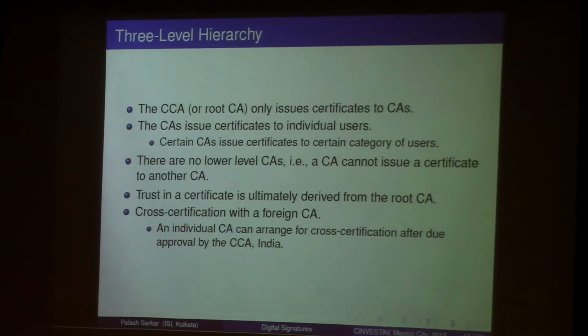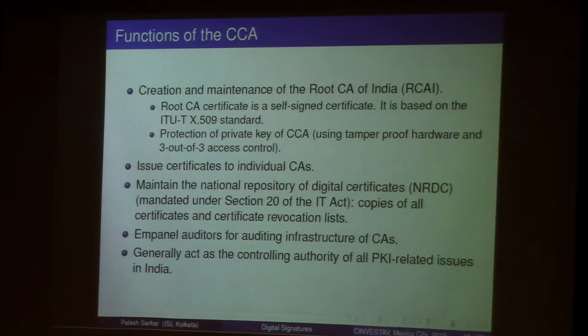Okay, so I think I can skip that. The functions of the CCA, or the root CA, are the creation and maintenance of the root CA of India, and the root CA has a self-signed certificate. This trust goes back, but somebody has to be signing its own certificate. So in India, that's the CCA which does that. And it also does a lot of other things, including the maintenance of the National Repository of Digital Certificates, copies of all certificates and certificate revocation lists. It's mandated with the task of maintaining these things.